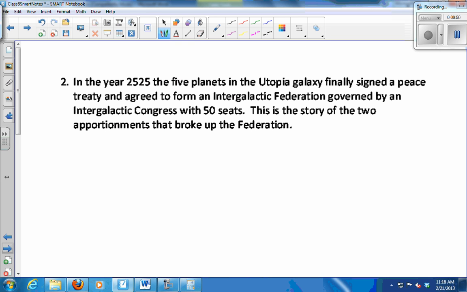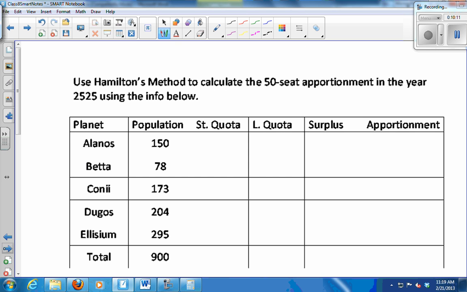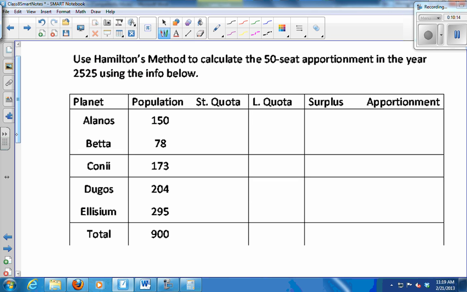Okay. Drawback of Hamilton's method number 2. The year 2525, 5 planets in the Utopia galaxy finally signed a peace treaty and agreed to form an intergalactic federation governed by a Congress that has 50 seats in it. This is the story of the two apportionments that broke up the federation. So, in your groups, use Hamilton's method to calculate the 50-seat apportionment in the year 2525. And we have their populations, and it's 50 seats. Figure out how many seats each state gets.